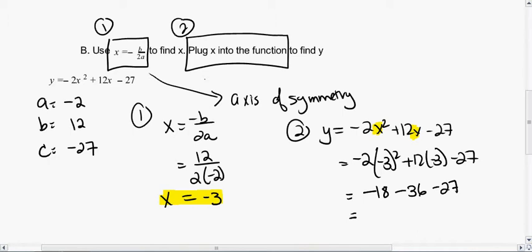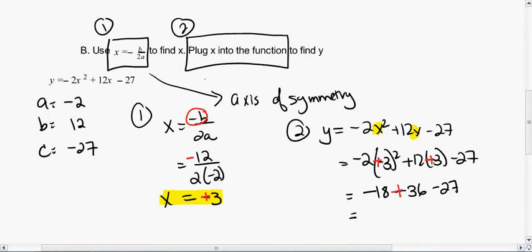Ooh, I just made a mistake here. Looking at my work, I did not take care of that negative b. So it has to be the opposite of what b is. Negative b should be a negative 12, which means that, let's see here, my x is going to be a positive 3, not a negative 3. Which doesn't change my negative 18, but it is going to change my negative 36.